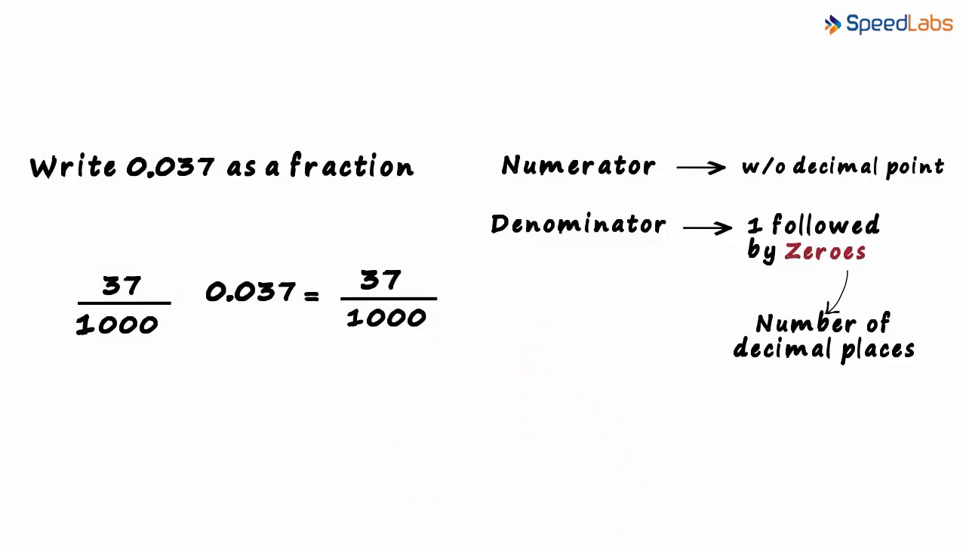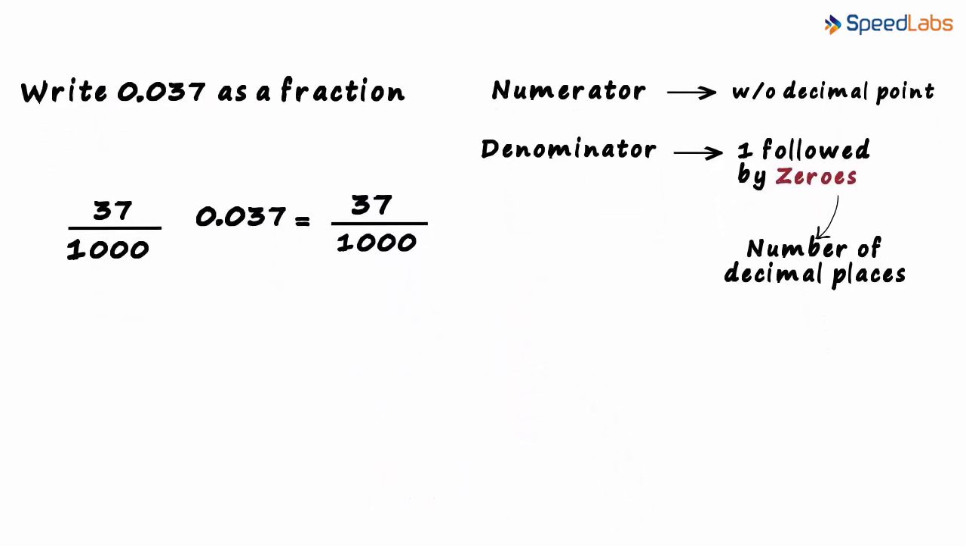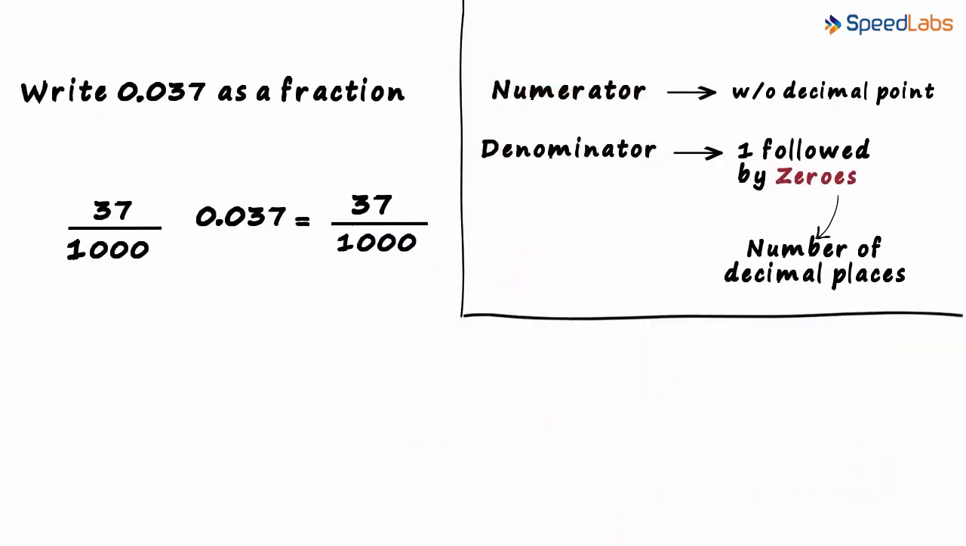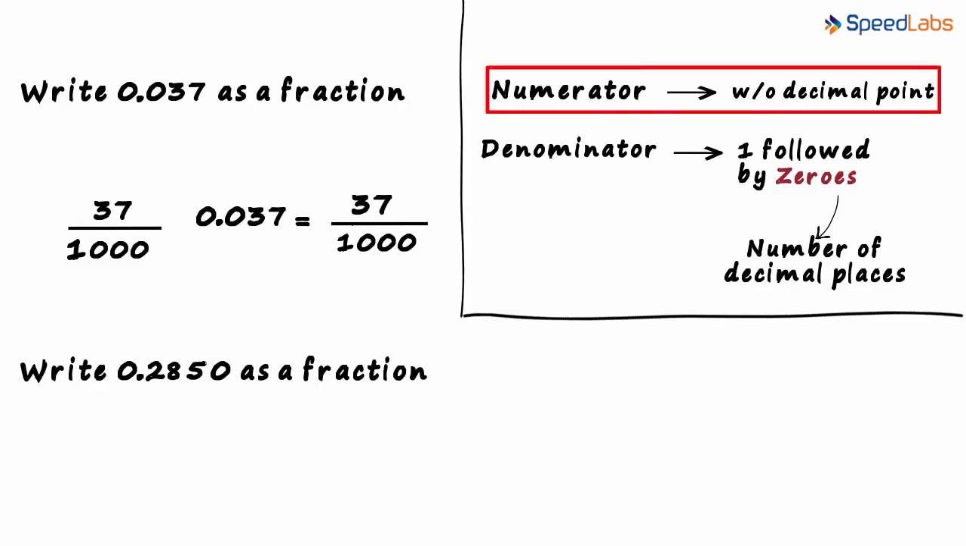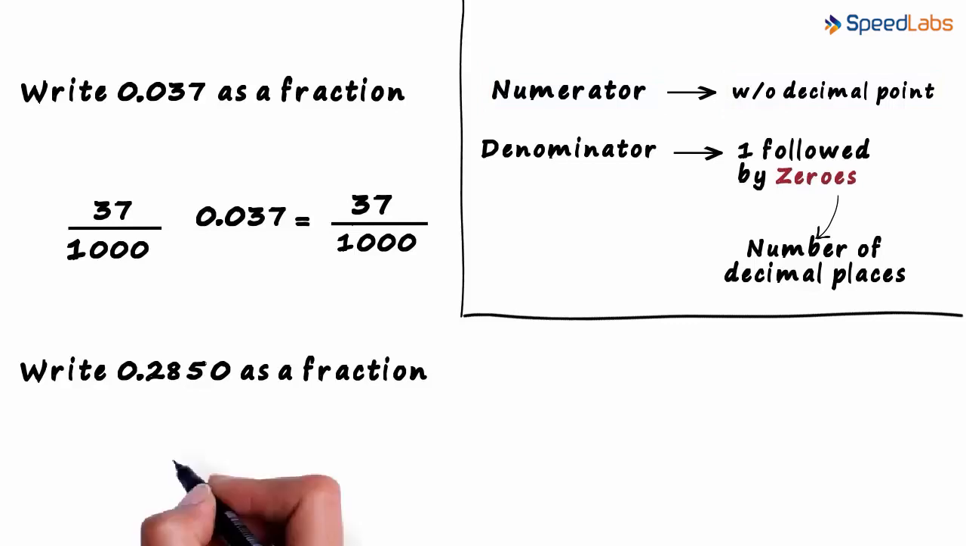Let's try out another example. Note that this is pretty much all you need to know to convert decimal fractions to fractions. How do you write 0.2850 as a fraction? Look at the first step. We write the numerator without the decimal point of the decimal fraction. We write 2850 as our numerator.